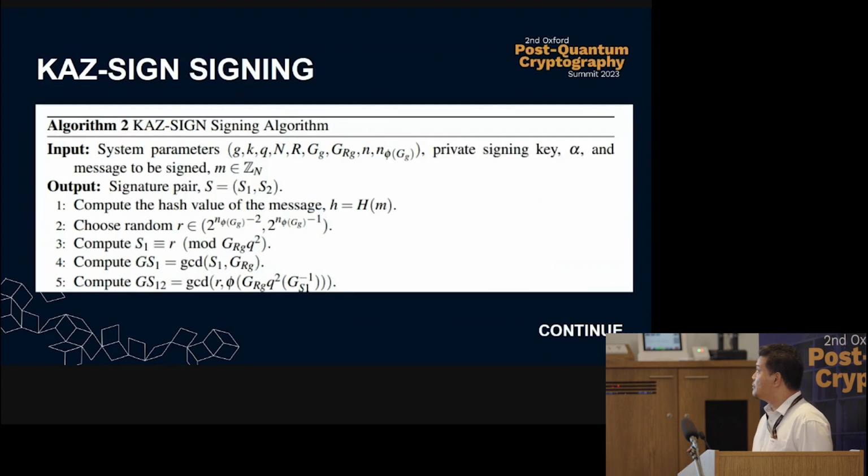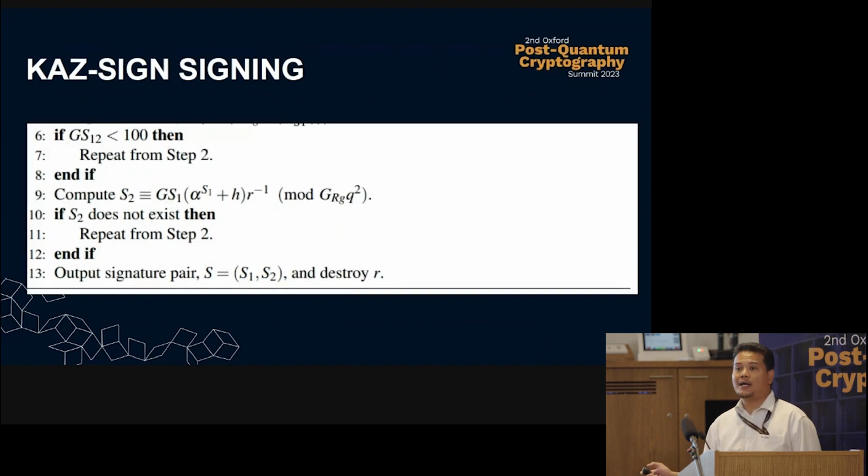As for signing, we will output two signatures. So first you hash the message, then you choose a random R, compute S1, you compute GS1, which is the GCD, you compute GS12, which is the GCD of the following. Now, this parameter 100 is just for illustrating purposes.